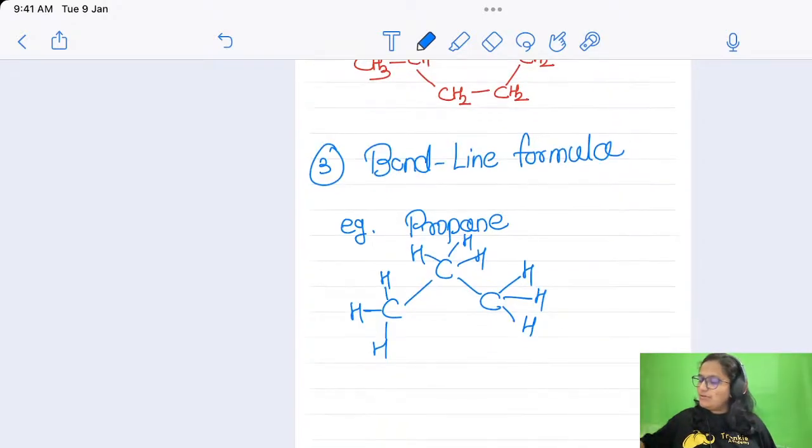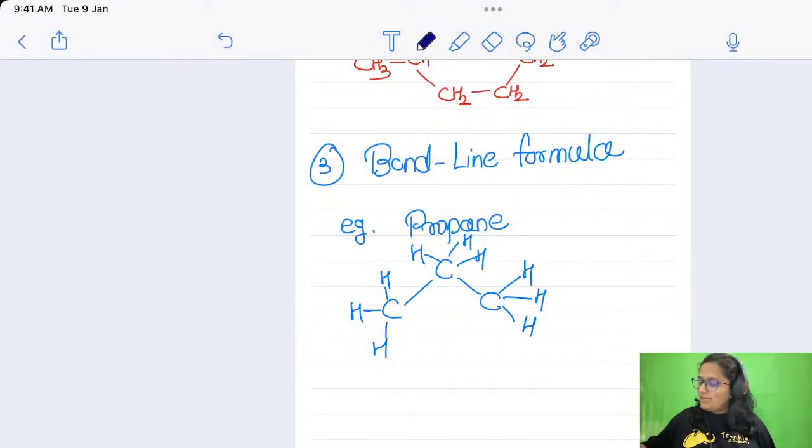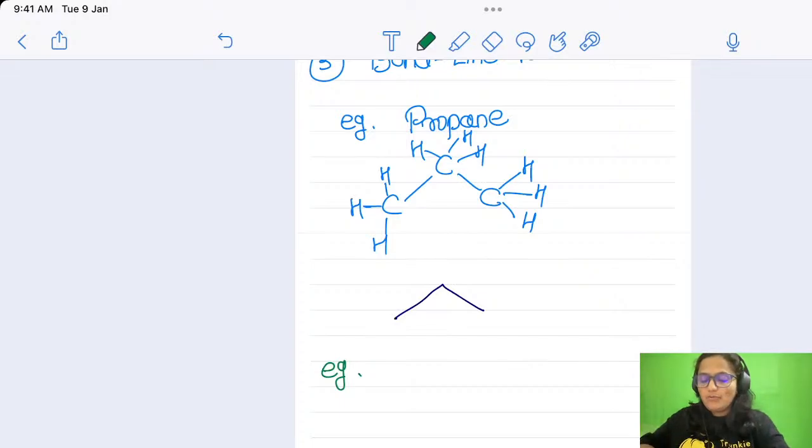Now we are going to convert it to the bond line formula. It's very easy. Wherever a carbon is there, you are going to add a corner: one corner, second corner, third corner, right? So these 3 corners stand for the carbon atoms. That's it. So this will be the bond line formula for propane. Let us see one more example. Next example: convert the given structure into the bond line formula.